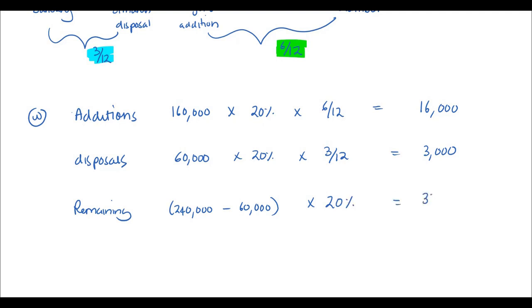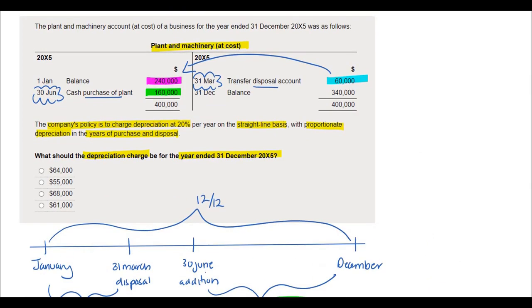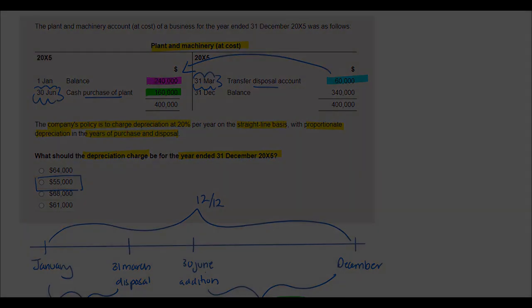Multiply this out, we get 36,000, and if we cast down, we have a total depreciation of 55,000 that should be charged to the statement of profit or loss. In this particular question, the option that reveals that is option B, or the second option.